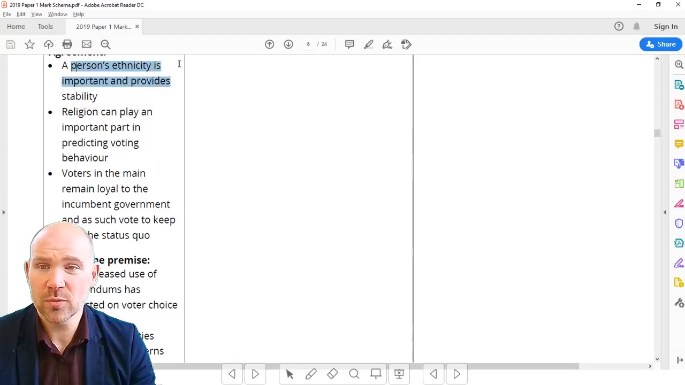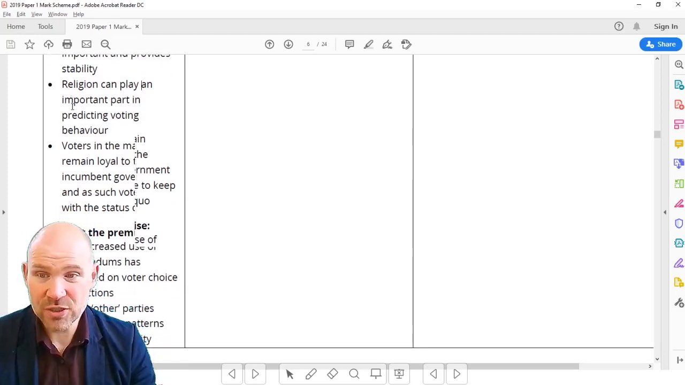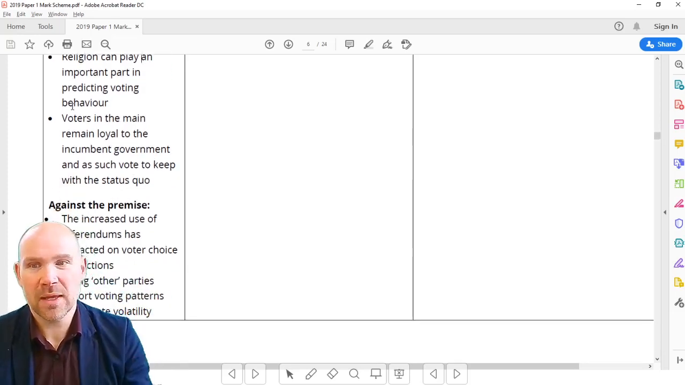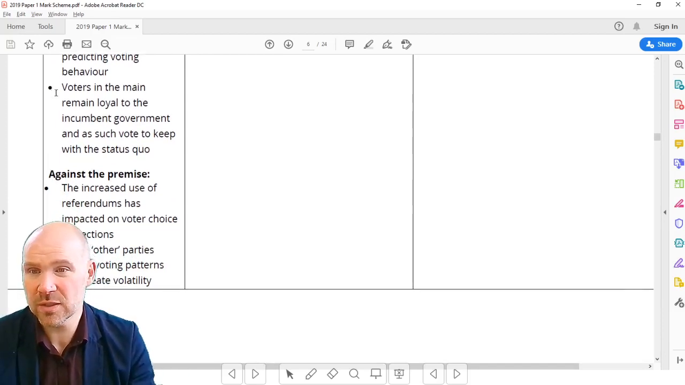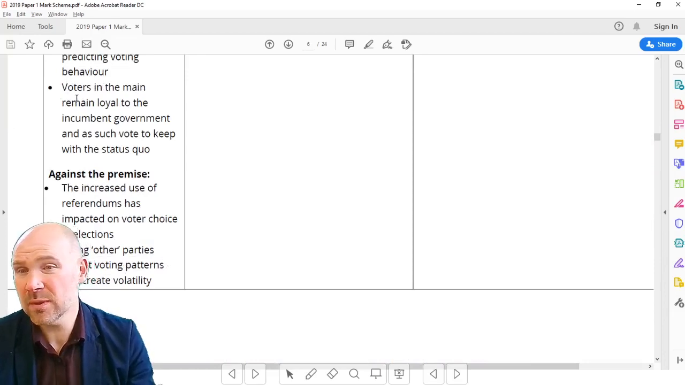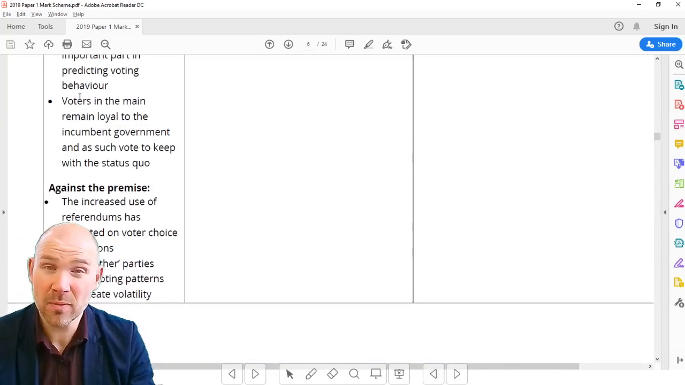There are other things you could have brought in, like ethnicity, religion, but basically we're talking here about voting behaviour. You might even mention leadership styles, or the change of leadership styles. Voters in the main remain loyal to the incumbent government. Yeah, so you know about incumbents in American politics. There is a factor of that in US politics as well.